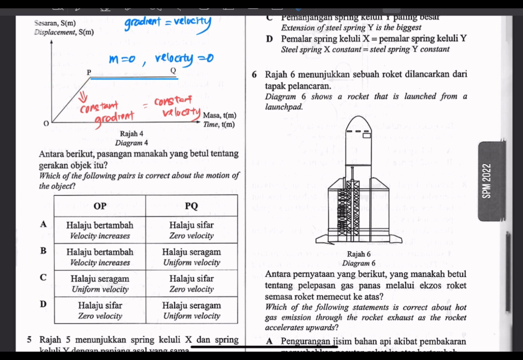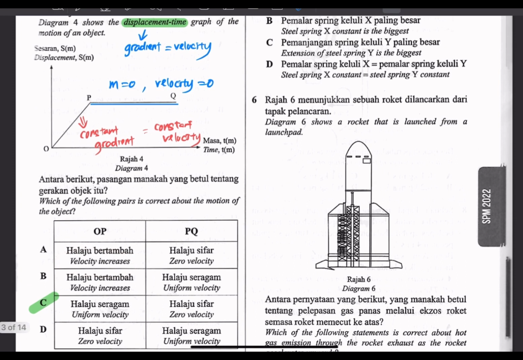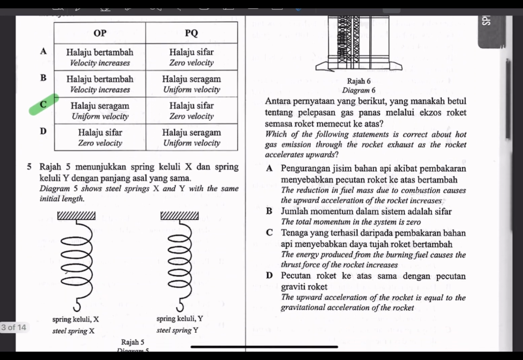So OP, uniform velocity, and then 0 velocity. So the answer is C. So be careful of the velocity increasing. No, over the OP, the displacement increases, not the velocity. The gradient remains unchanged. The velocity remains constant.